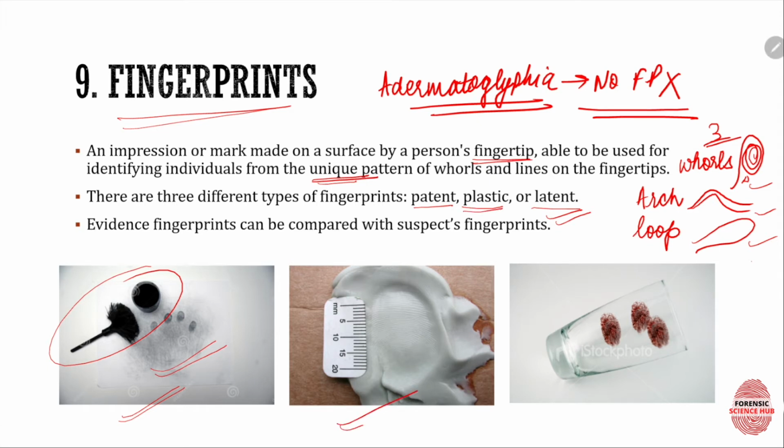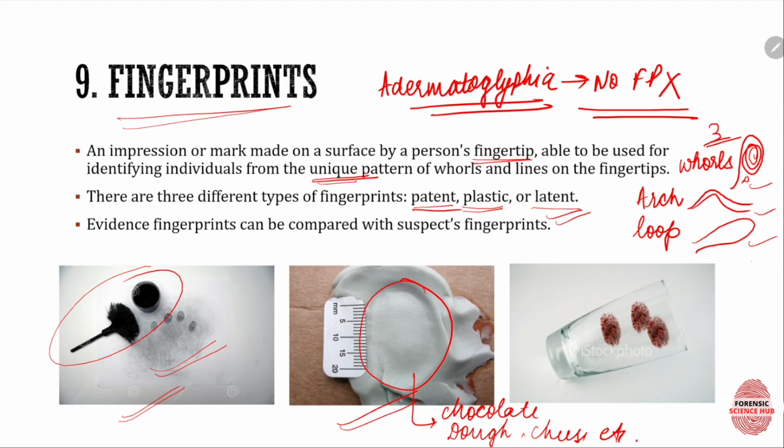Then we have plastic fingerprints. Plastic fingerprints look like these, which are somewhat 3D. Here you can see in this clay, in this region, fingerprints are there and they're somewhat 3D. Also, these kinds of prints can be found in chocolates or dough or cheese, etc.